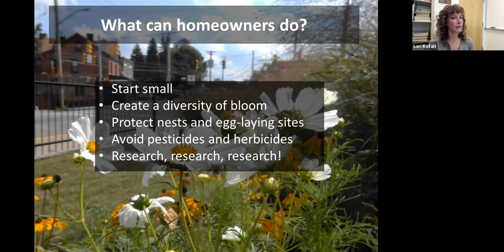Want to protect nests and egg laying sites. That might mean leaving some of your leaves in the fall on the ground so that bees and other insects can lay their eggs under there. Not mulching quite as heavily as you might. And then creating some space, so a shallow pan with rocks and a little bit of water is great for butterflies and bees to stop and rest and get a drink. And then avoiding pesticides and herbicides, like I said before. Planting outdoors, typically you have a lot of pest control just naturally through predation by birds and other insects.